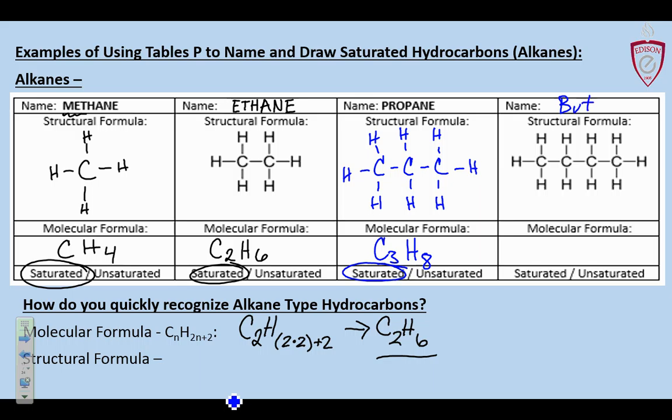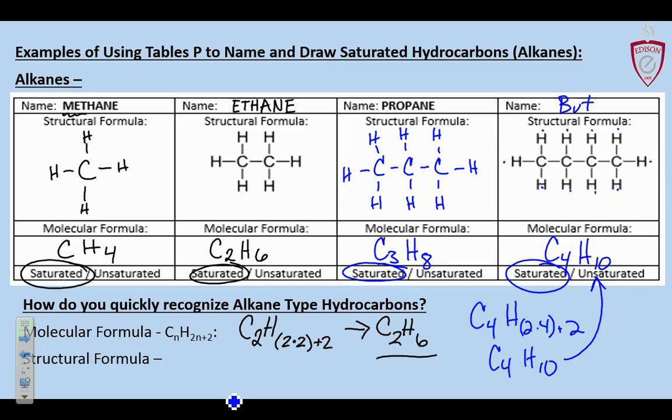Now he can look and count the molecular formula. He can go C4, H. He can count 1, 2, 3, 4, 5, 6, 7, 8, 9, 10. C4H10. So then he can go look at his table Q. 4 times 2 is 8, plus 2 is C4H10. So it fits the molecular formula for all alkane types, so that ends in ane, because it's an alkane. Okay.